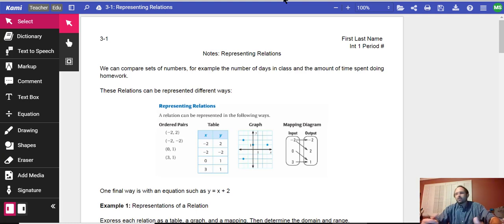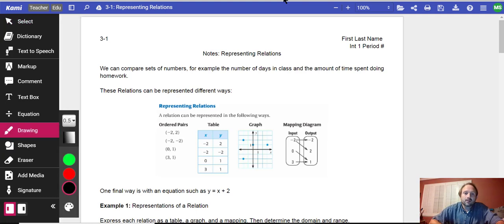So these relations can be represented in different ways. For example, we have ordered pairs, we have a table, graphing, as well as mapping. In each of these cases, they represent the relation between the two sets of numbers. In some of them, it's easier to understand what is happening. In others, it's easier to understand other things that are happening. Let's continue.